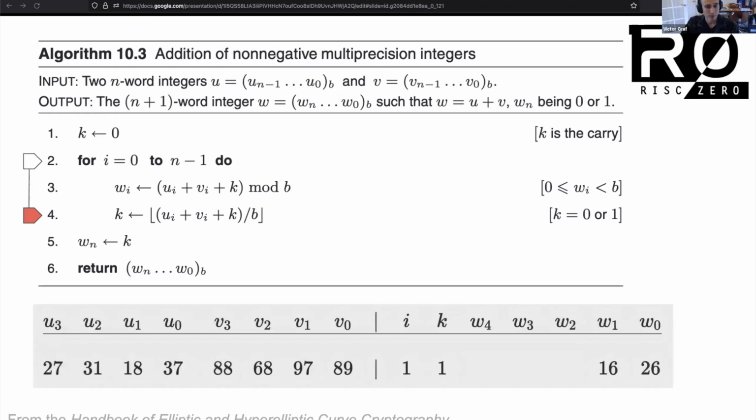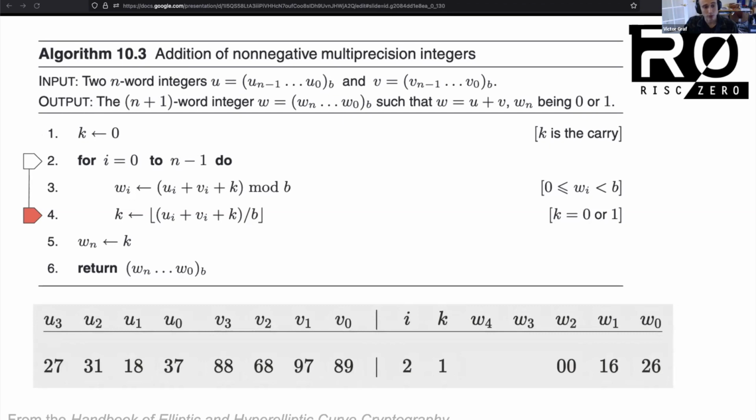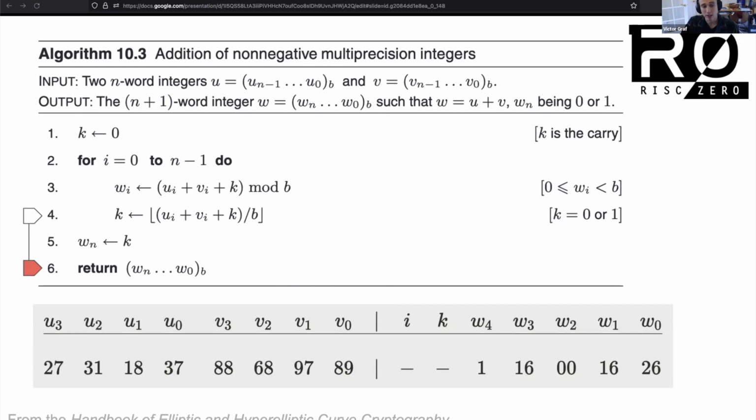So I do this again. You add the carry, U1 and V1, store the word and the carry. U2 and V2 and the carry, store the result word and the carry. And then finally U3 and V3, and store the lower word and the carry. Then we drop out of the loop and we move the carry into a fifth word for the result. And so now we have this result, 1, 16, 00, 16, 26, just as we did before.